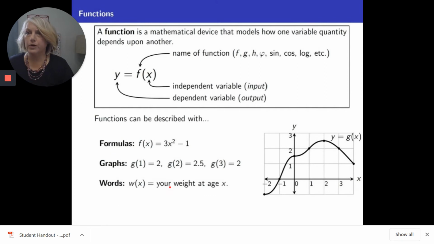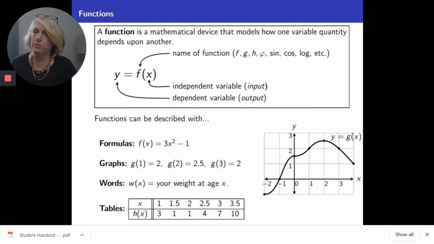Now, we could also verbally describe functions. A lot of times when we're getting into our real world examples, we'll do things like this example, w of x, the function named w, where you input x, and x is your age, and your output is going to be your weight at that age. So you can see that it's not necessarily going to be a linear function, but it may increase at different rates at different times. When you hit a growth spurt, or maybe when you're home for COVID and you eat a lot of snacks, maybe our weight is increasing at a higher rate than it would be normally. So we have the verbal description.